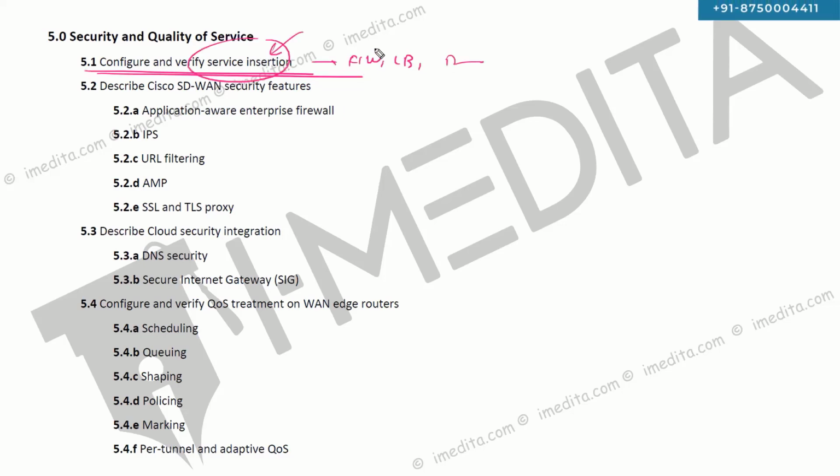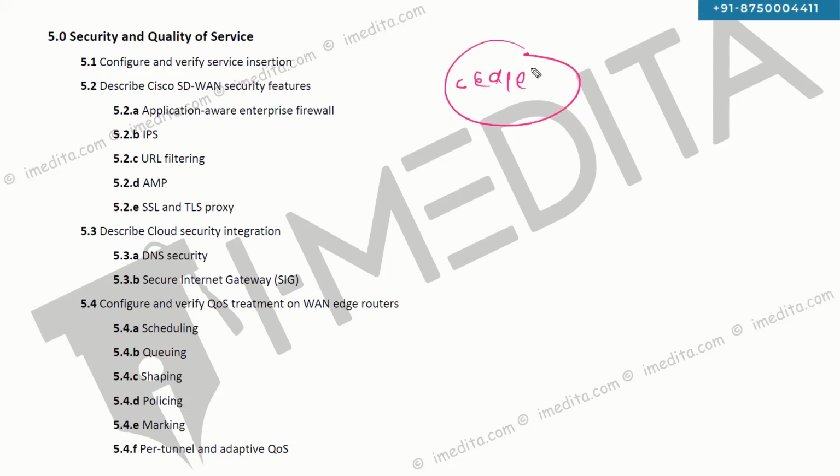If you do not have a dedicated firewall or dedicated IPS, IDS device, then we do have the option that in IOS XE SD-WAN, basically in the cEdge devices, we can implement all of these features natively on the box itself.